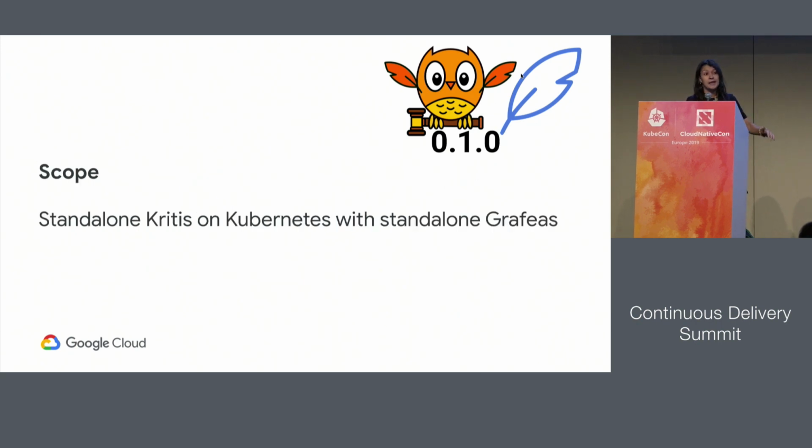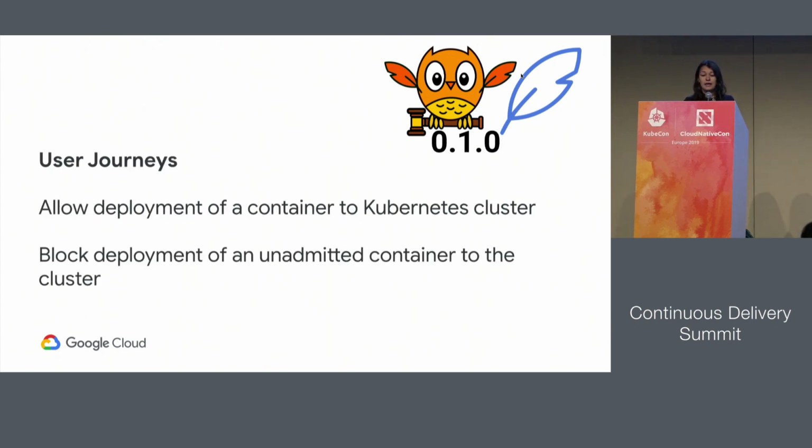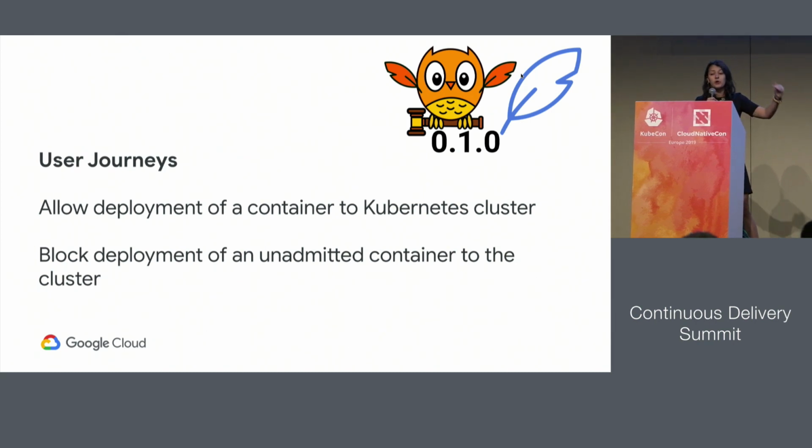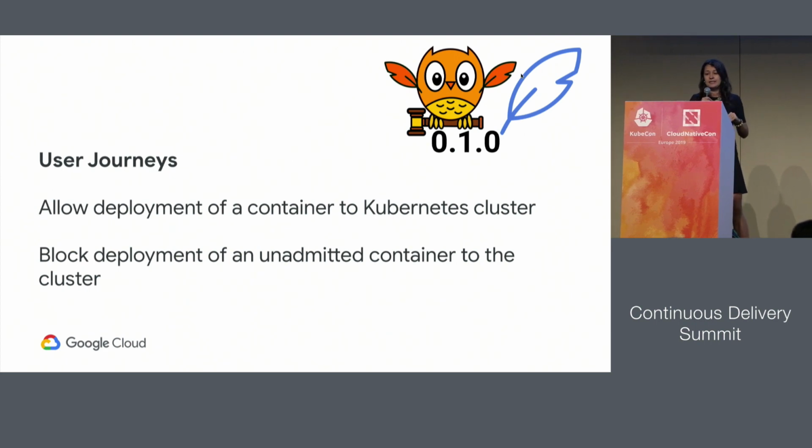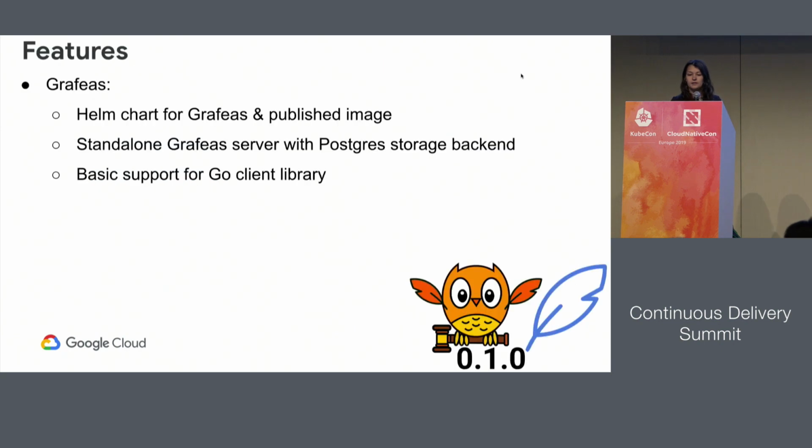The scope is to have standalone Kritis on Kubernetes with a standalone Grafeas server talking to each other. There are 2 user journeys you can think about. You should be able to allow deployment of a container to a Kubernetes cluster that passes all the checks, and then block deployment of an unadmitted container to the cluster and actually see it fail when something is wrong with it.